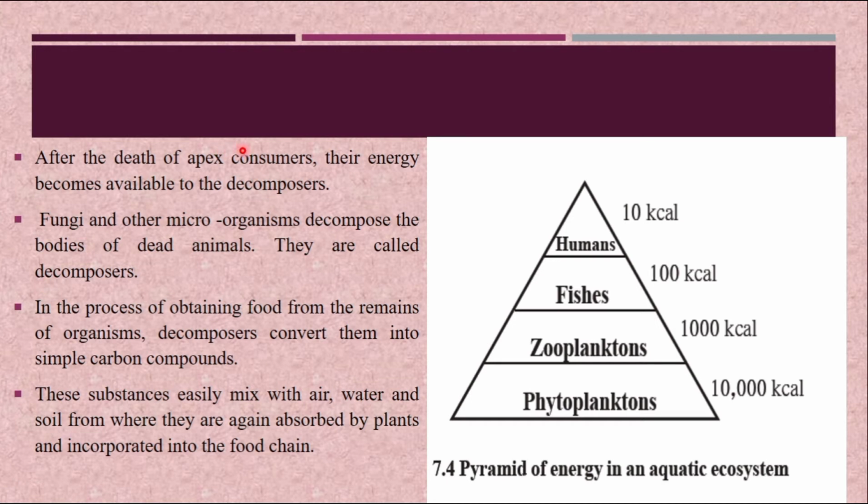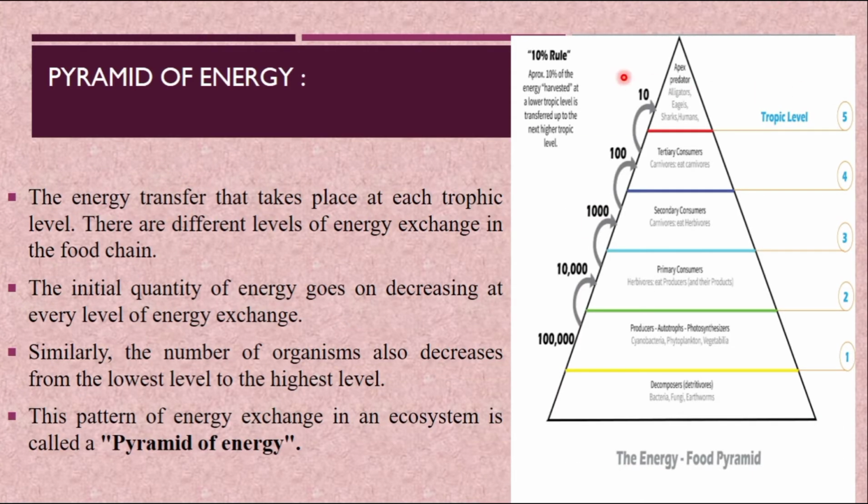After the death of the apex consumer, their energy becomes available to the decomposer. ती एनर्जी कोणासाठी अवेलेबल होणार आहे, डिकम्पोजर. मग डिकम्पोजरचं काम कोण करणार आहे, तुम्हाला सर्वांनाच माहिती आहे, दॅट इज फंजाय अँड द मायक्रो ऑर्गॅनिझम, दॅट इज अ यीस्ट is here, fungi is here, as well as the bacteria is here.